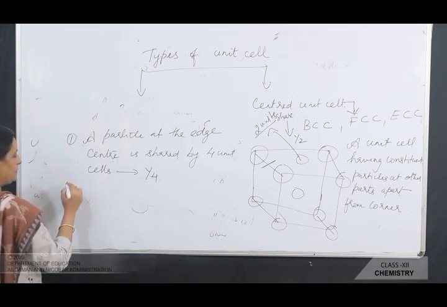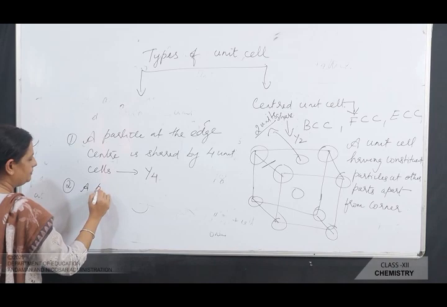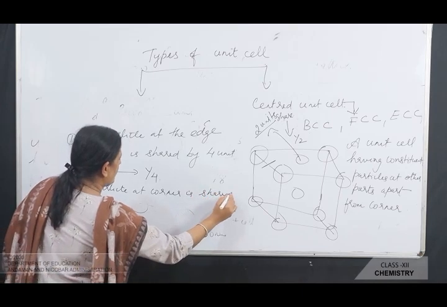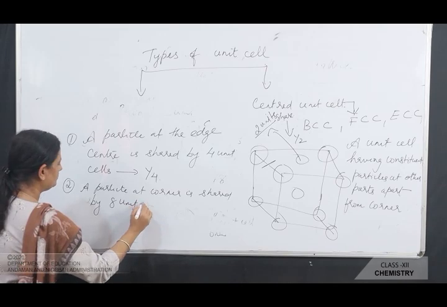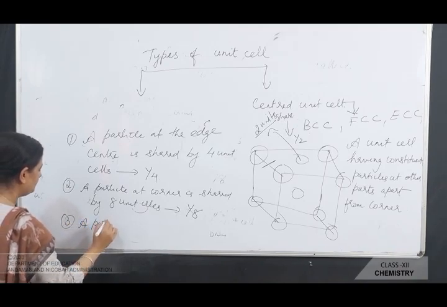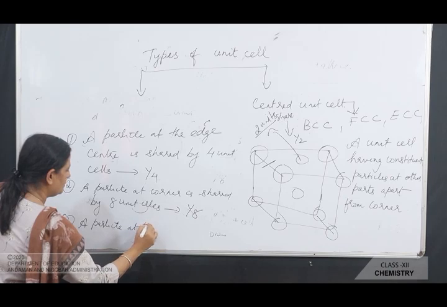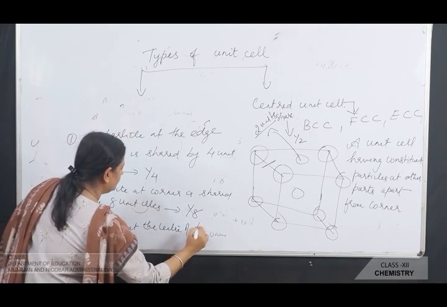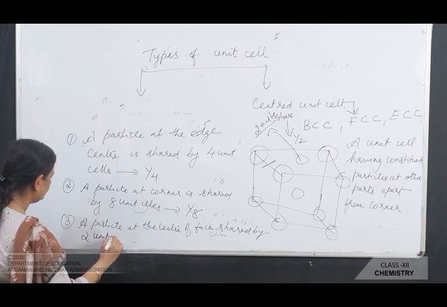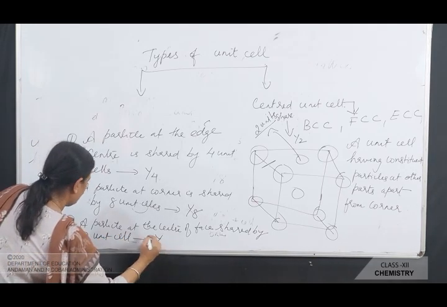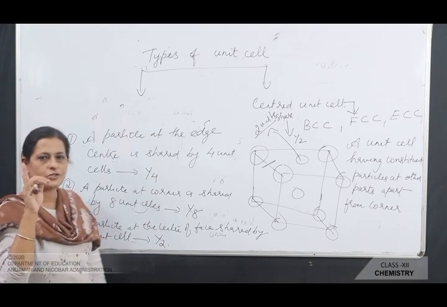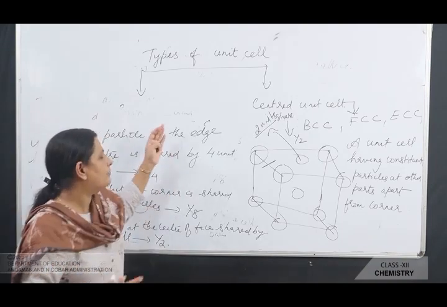So, this is 1. Then number 2, a particle at corner is shared by 8 unit cells. So, the contribution is how much? 1 by 8. A particle at the center of face shared by 2 unit cells. So, contribution is how much? 1 by 2. And a particle at the center of the body is not shared by any other unit cell. So, the contribution is how much? 1. So, this much should be clear because you get numericals from this portion.